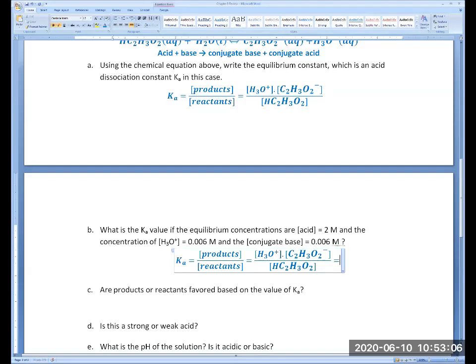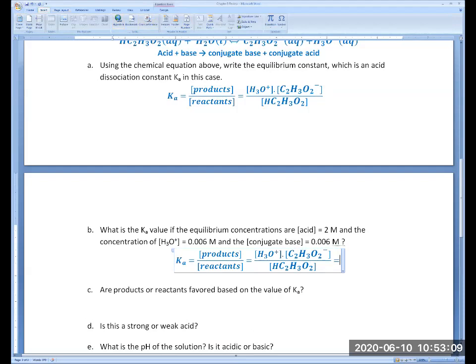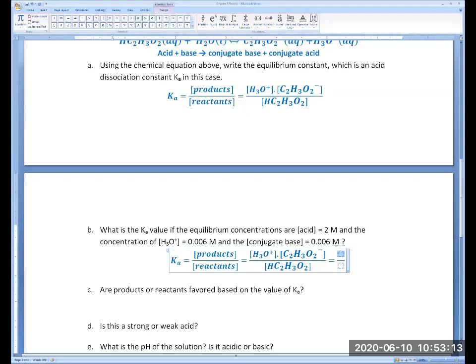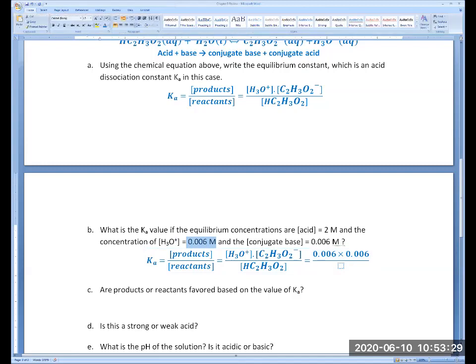So let's place those numbers. 0.006 times 0.006. Right, the H3O plus is that. The conjugate base, we know it's the acetate, right? It's the one on top here. And then the acid is the acetic acid on the bottom. So the 2 molar will go on the bottom.